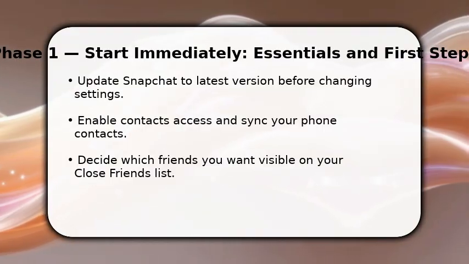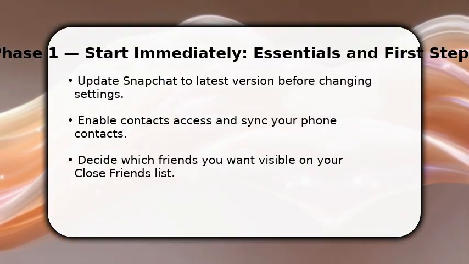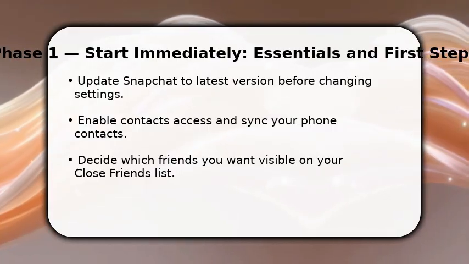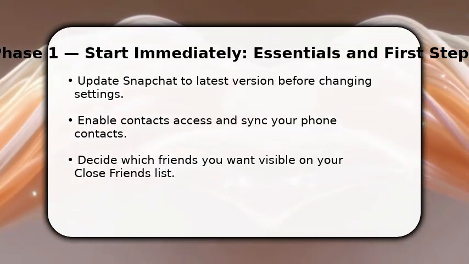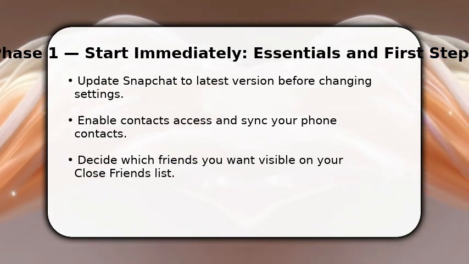You're beginning the list now. Scan recent chats and story viewers to identify candidates. This quick preparation saves time later because Snapchat uses recent interactions to suggest close friends automatically.